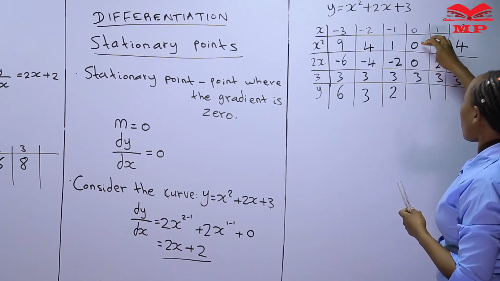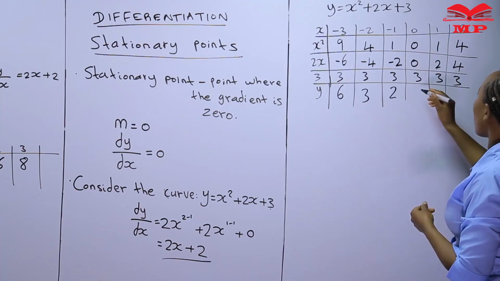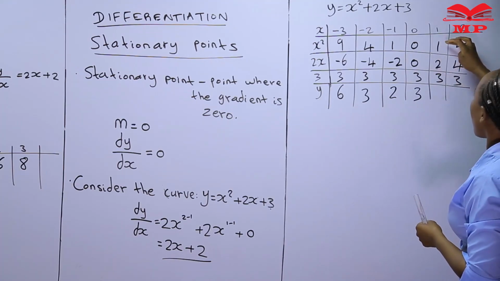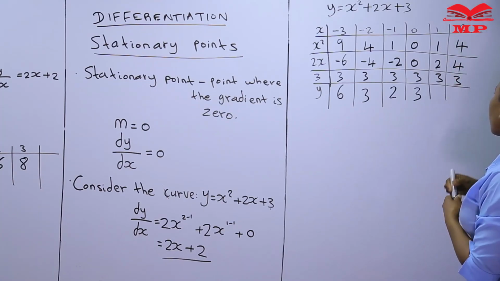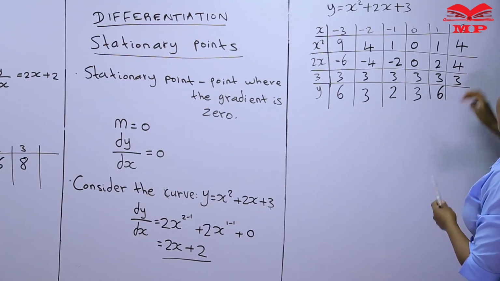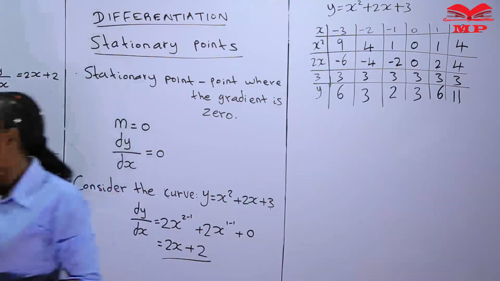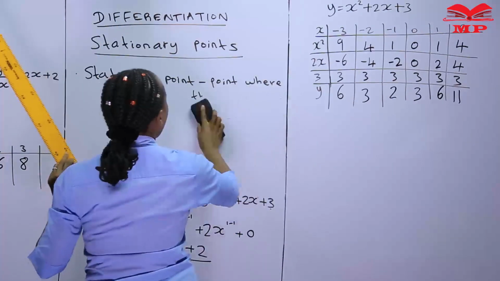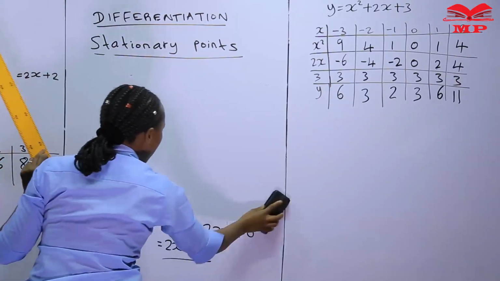Here we have 0, and then we have 0 plus 0 plus 3, we have 3. Then here we have 1 plus 2, that is 3, 3 plus 3, we have 6. And then here we have 4 plus 4, 8, plus 3, we have 11. Then I want us to have that curve so that we can see what is happening, and then we are able to determine the nature of the stationary point.